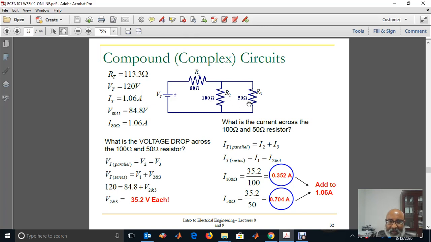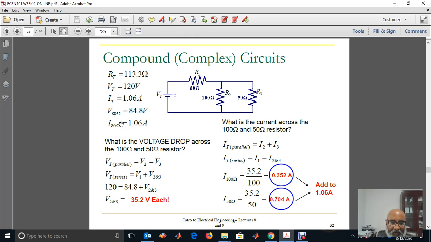It will be 100 times 50 divided by 100 plus 50, which is equal to around 33.33. And when we add it with 80, we will get the total resistance 113.33. And since the total voltage is given as 120 volt, the total current passing through the circuit is 120 divided by 113.3, which is equal to 1.06 ampere.